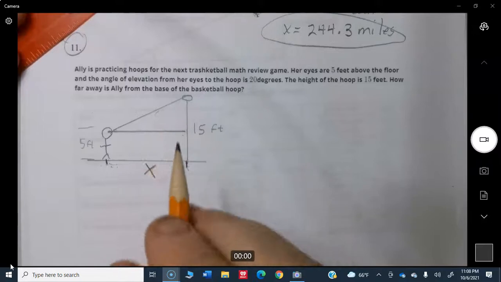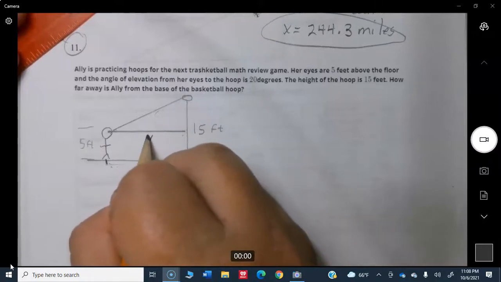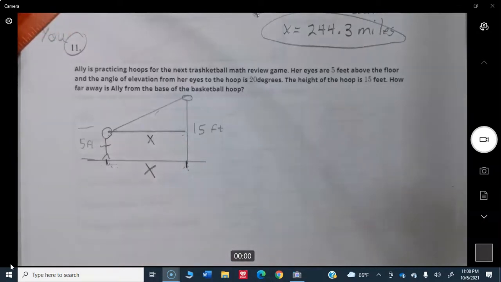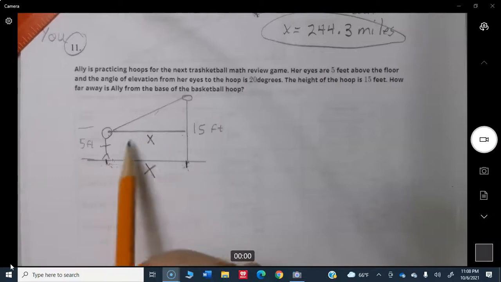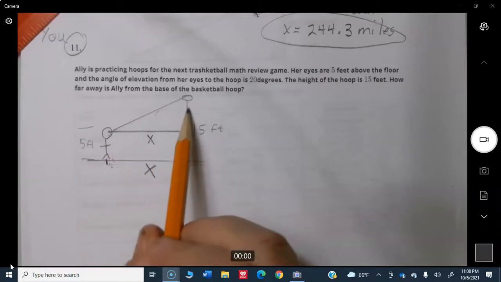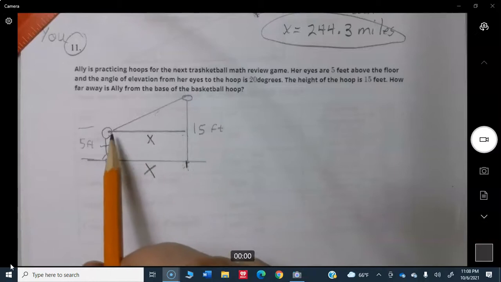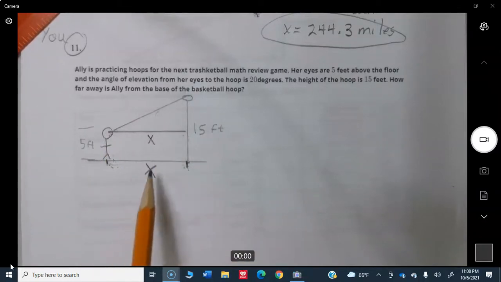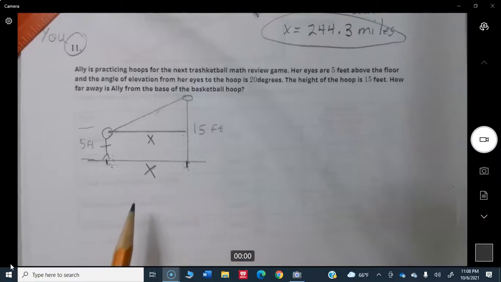But working with this triangle up here, this is X also. In other words, from here to here and from here to here are the same distance. This is the distance they actually want to know the answer to. How far is she from the base of the hoop, where the hoop touches the floor? But that doesn't form a triangle. We have to come up here to form our triangle. So that distance down there is the same as this distance from here to here. So this is X, this is X.